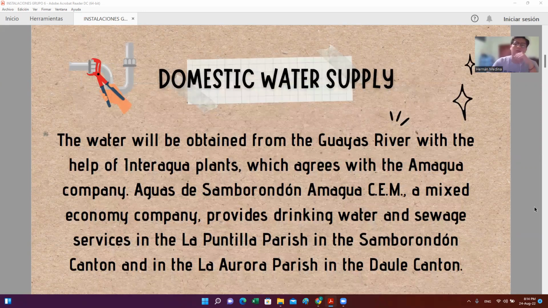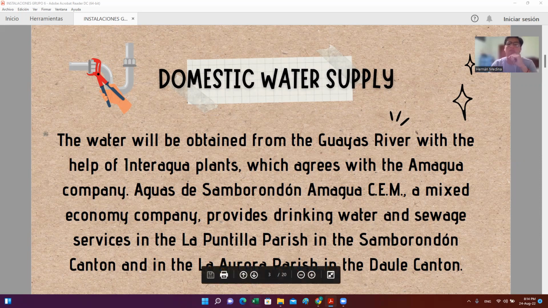Okay, continuing with the domestic water supply. The water will be obtained from the Guaira River with the help of Interagua plants, which agrees with the Amagua company, Agua San Borondon, a mixed company that provides drinking water and sewage service in La Puntilla Parish, in San Borondon town, and likewise in La Guaira Parish in Taulet town.